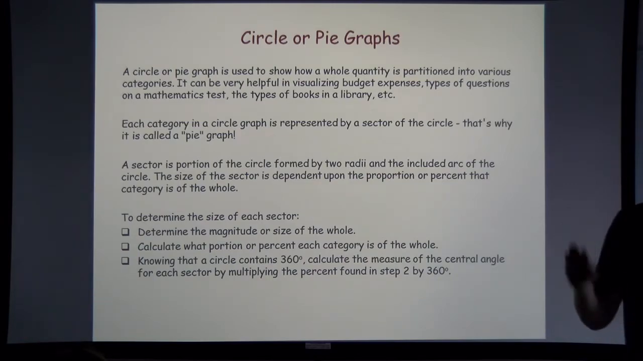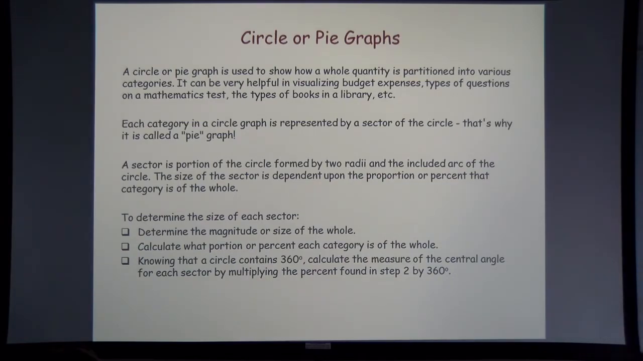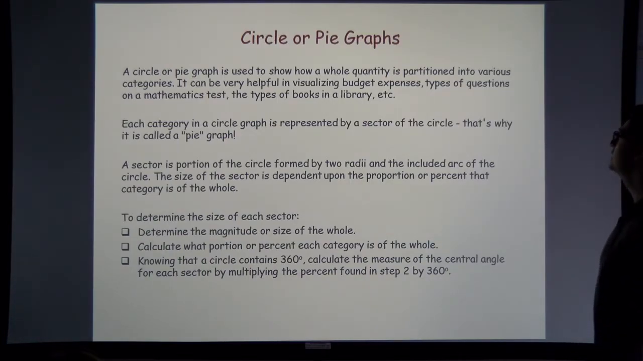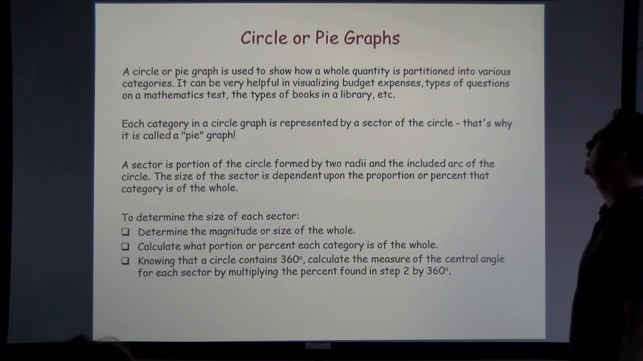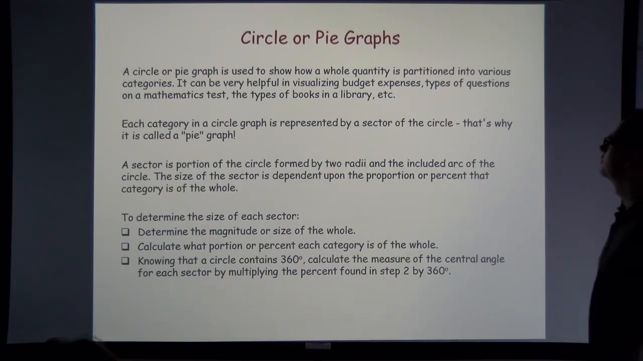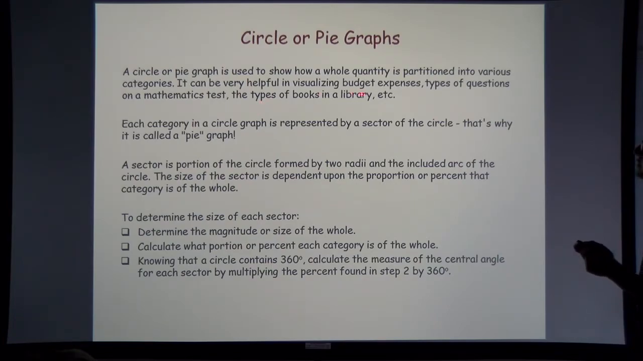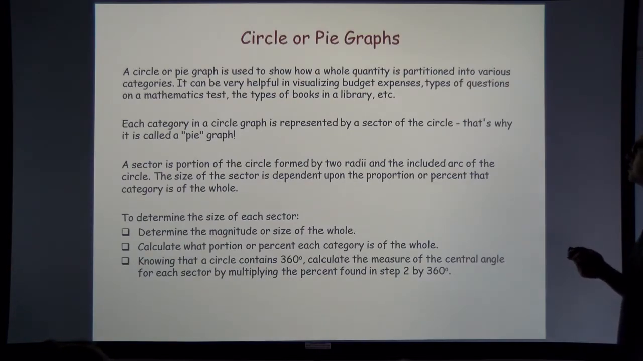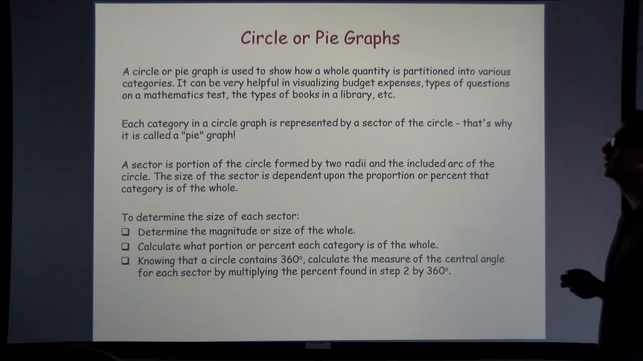Circular pie graphs, you guys have dealt with circular pie graphs before. A circular pie graph is used to show how a whole quantity is partitioned into various categories. It can be very helpful in visualizing budget expenses, types of questions on mathematics tests, and the types of books in libraries. So each category in a circle graph is represented by a sector of the circle. That's why it's called a pie graph. A sector is a portion of the circle formed by 2 radii and the included arc of the circle. The size of the sector is dependent upon the portion or percent that the category is of the whole.